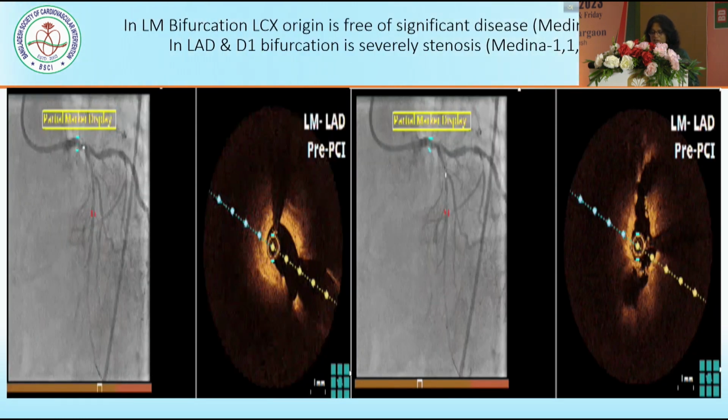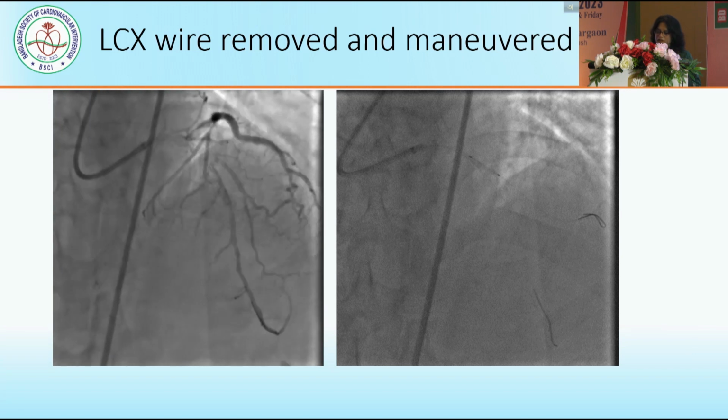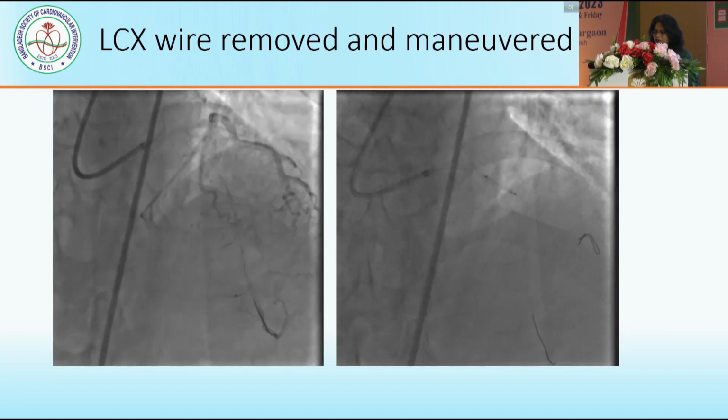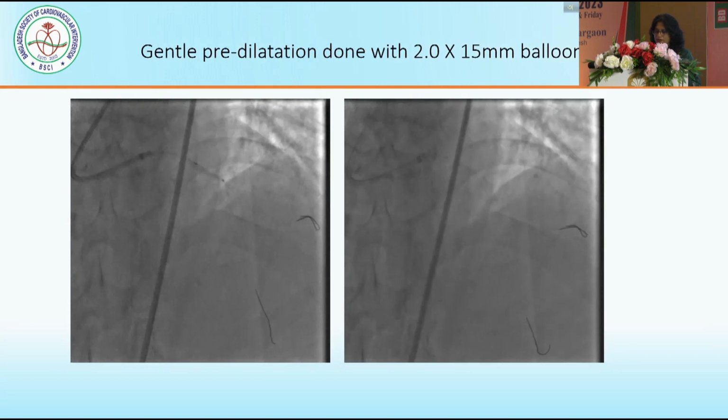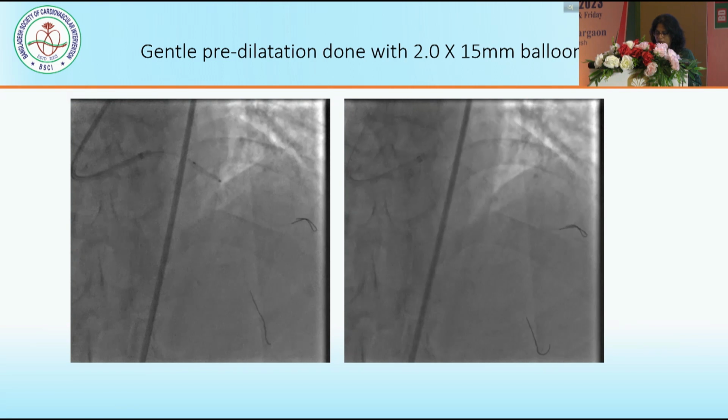And the bifurcation angle, you can see that the circ is free at its ostium. There's no significant disease. However, the LAD to diagonal has a severe stenosis, Medina 111. So we decided not to touch the circ and removed the circ wire and maneuvered it into the diagonal and did a gentle pre-dilatation of the diagonal with the 2.0 by 15 millimeter non-compliant balloon.